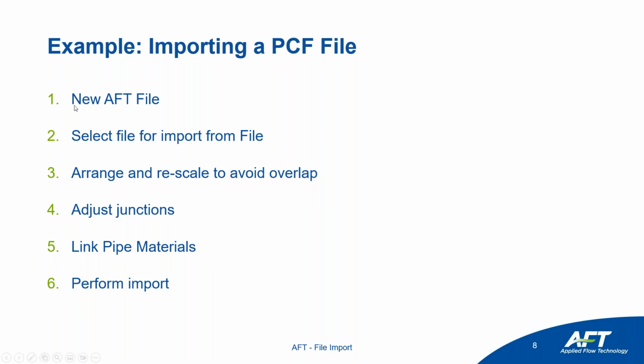So the first thing we'll do is create a new AFT file. We want to select the file to import. We want to arrange it and rescale it because, as we'll see, it can be a little messy in terms of how it's brought in. We can reassign different junctions or adjust them. We can link pipe materials. Again, if we know a particular pipe material, we can instead reference the AFT library version. And then finally, we can perform that import.